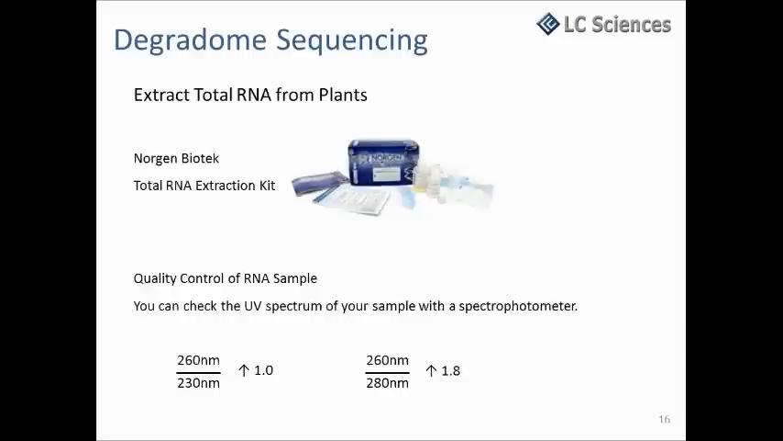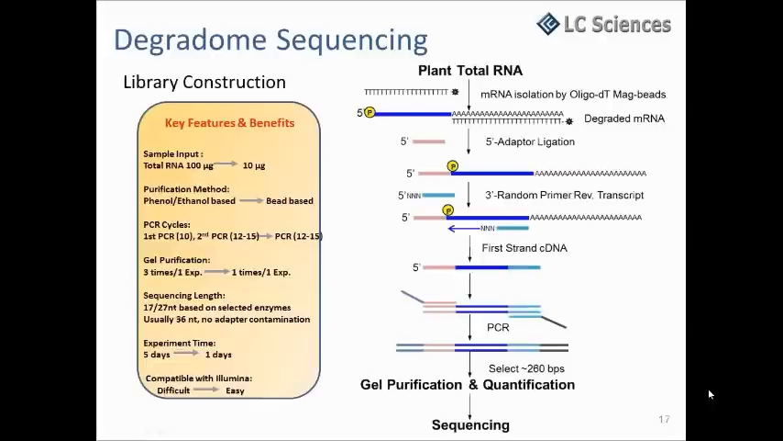And first, we need total RNA. For our degradome sequencing, we only need total RNA for this project. So the customer needs to purify the total RNA from their sample of interest, and make sure that the quality of the total RNA is really good. After getting the total RNA, as I show in this flow chart, we will extract or enrich the messenger RNA, which is supposed to contain the poly-A tail, using oligo-dT magnetic beads.